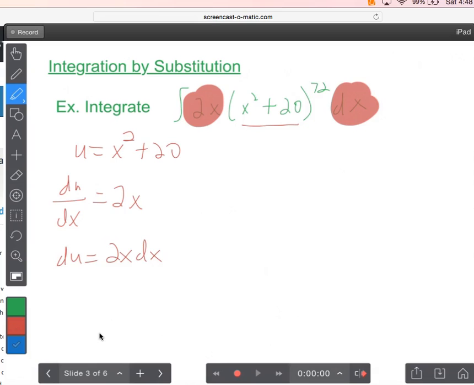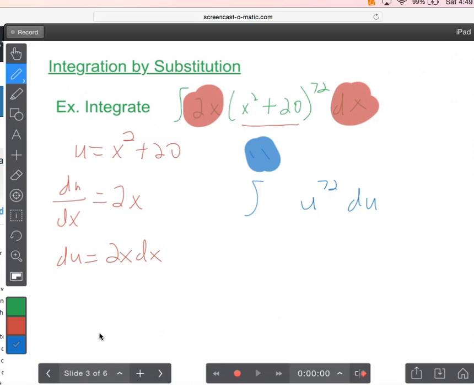Because the next step is to make our substitutions, and so in our original integral, u is going to go in for x squared plus 20, so we'll have then u to the 72nd power, and du is going to take the spot of 2x dx, so we'll just have essentially du at the end.